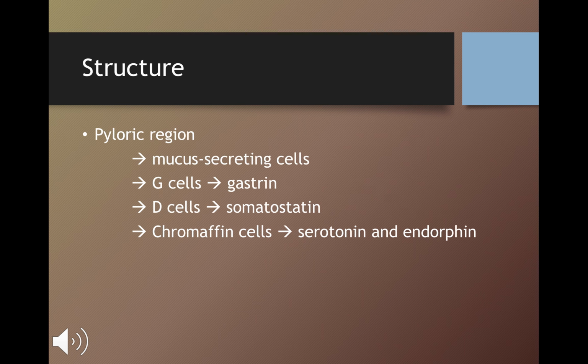In the pyloric region, the glands are like coiled test tubes and again the cells are all mucus-secreting. This part contains most of the gastrin-producing endocrine G cells, as well as D cells which secrete somatostatin. Chromaffin endocrine cells in both body and pyloric regions produce serotonin and endorphin.